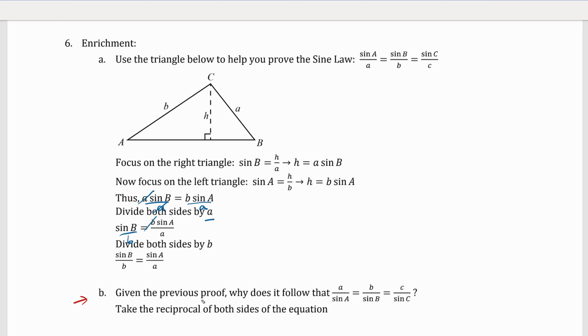Now, given the previous proof, why does it follow that a over sine A equals b over sine B equals c over sine C? We're just taking the reciprocal of both sides of an equal sign. It's just algebra. As a rule of thumb, it's good to use this equation when the unknown side we're trying to solve for is on the numerator.